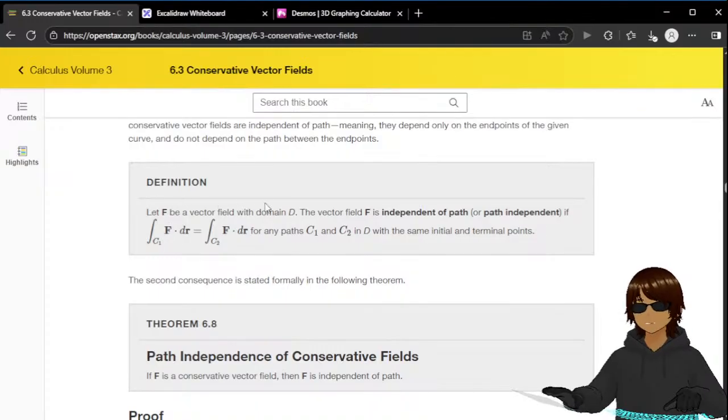Let capital F be a vector field with domain D. The vector field capital F is independent of path if the line integral along curve C1 is equal to the line integral along curve C2 for any paths C1 and C2 in D with the same initial and terminal points.